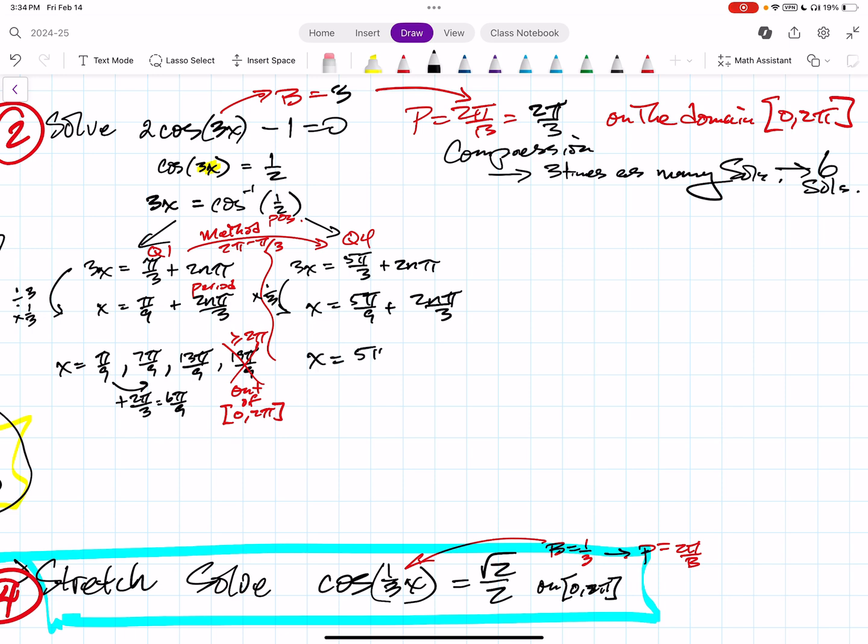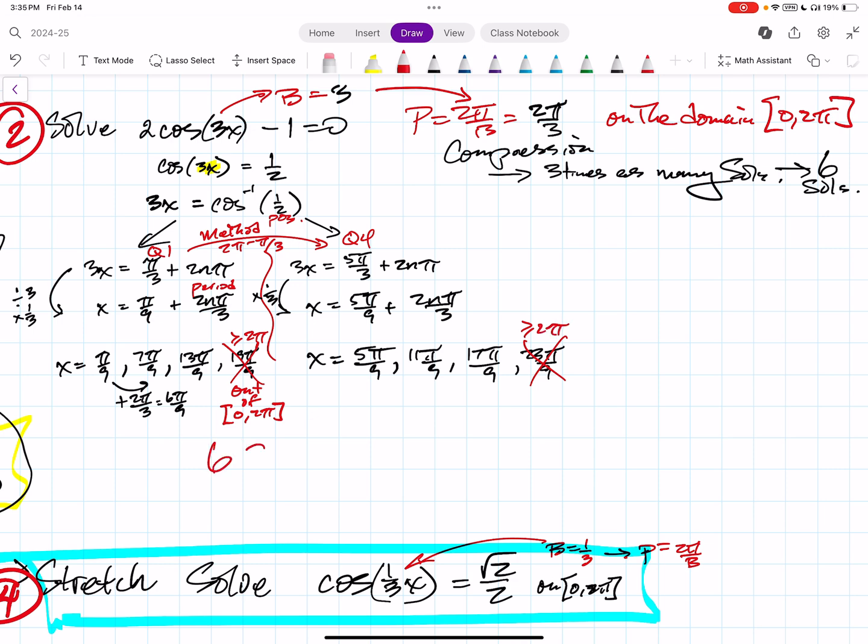My first one is 5 pi ninths, and then I add 6 ninths to that, so I get 11 pi ninths. Add 6 to 11, get 17 pi ninths. There's my last one there. If I do it again, it's a solution, but it's out of the domain. So if I add 6 to 17, I get 23 pi ninths. Oops, sorry, 23 pi ninths. But I'm going to just cross this out because, again, it's greater than 2 pi.